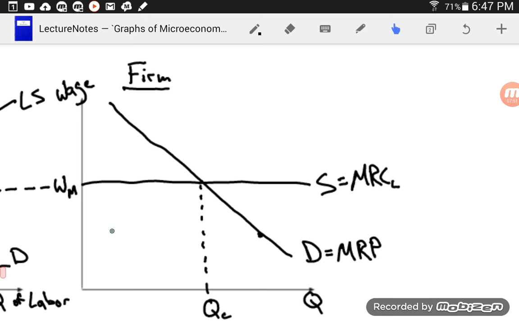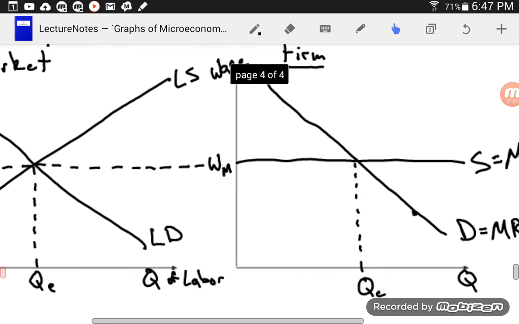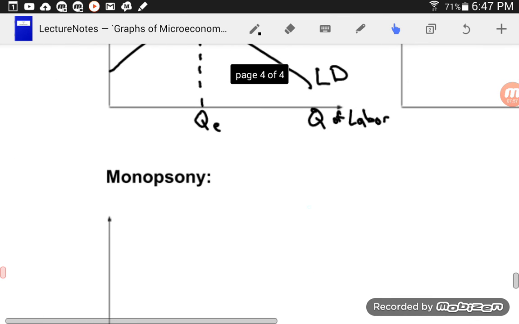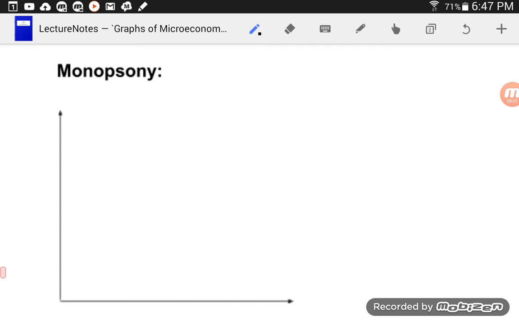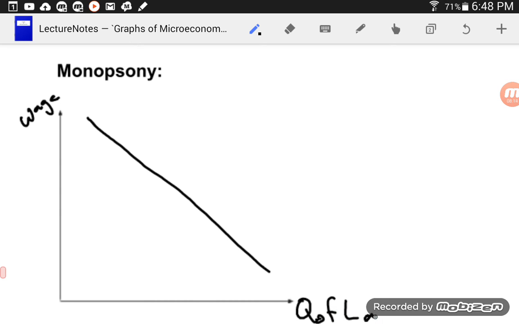But that's the basics for the graph of perfect competition. That's probably what you're most likely to see. But there is the possibility that you hear of a monopsony. Well, for monopsony, I should write these labels in: wage and quantity of labor.